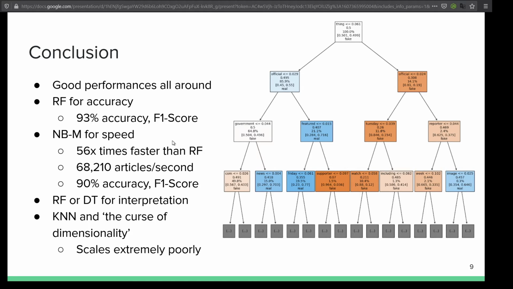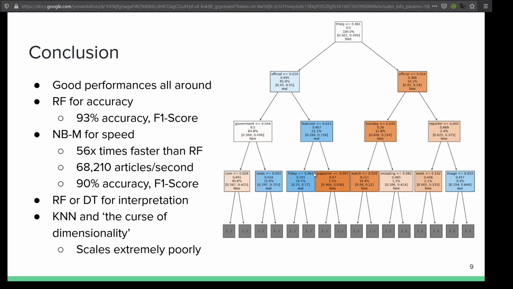This is ideal for high pass-through applications like flagging news stories that get reposted quickly on social media, or when you have search results from a search engine that returns many thousands every second. For this, you sacrifice 3% accuracy, but it's 56 times faster, so that's a good trade-off if your primary concern is speed. We found that the random forest and the decision tree were the best for people interested in the linguistics, because you can look at the decision trees and parse exactly what the model is considering at every step when it's deciding whether a news story is real or fake.